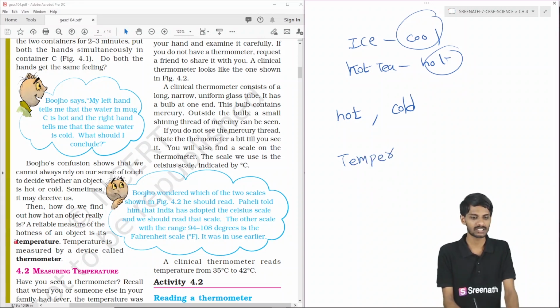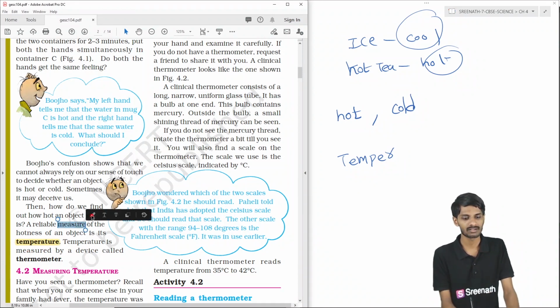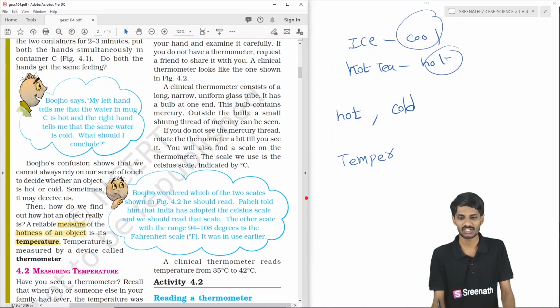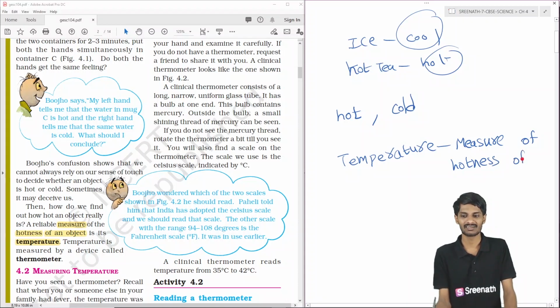What is meant by temperature? Temperature is nothing but the measure of hotness of an object. Measure of hotness of an object is called temperature.